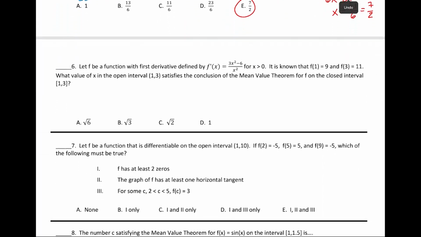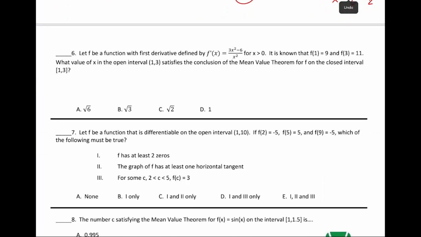Number 6 says let f be a function with a first derivative defined as 3x squared minus 6 over x squared for positive values of x. It is known that f of 1 is 9 and f of 3 is 11. What value of x in the open interval satisfies the conclusion of the mean value theorem for f on the closed interval 1 to 3? So we have basically the same problem that we had on number 1 and number 5, but in this case they're giving us the derivative and the values for f of 1 and f of 3, which are those endpoints.